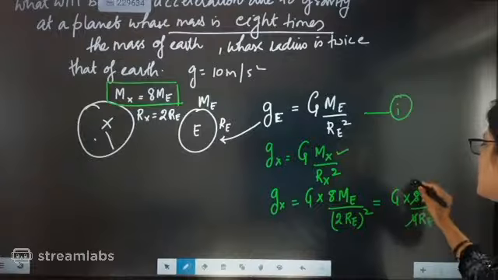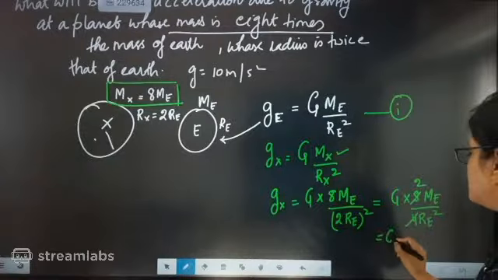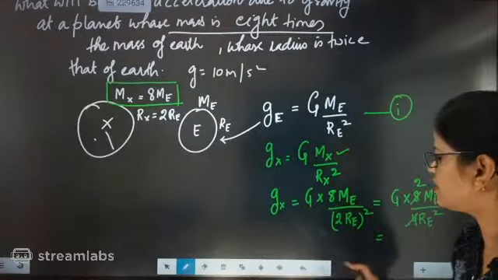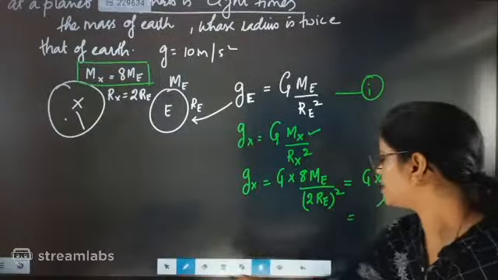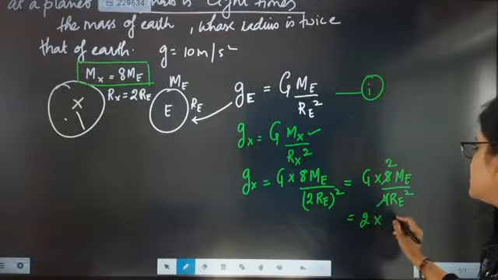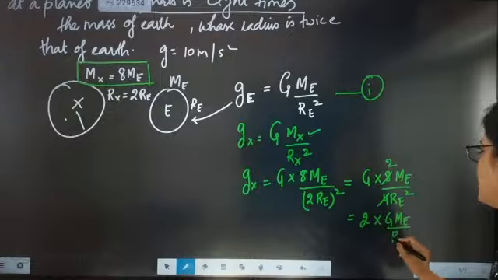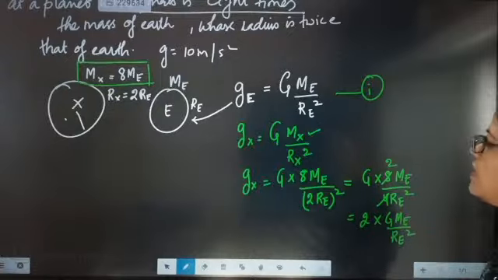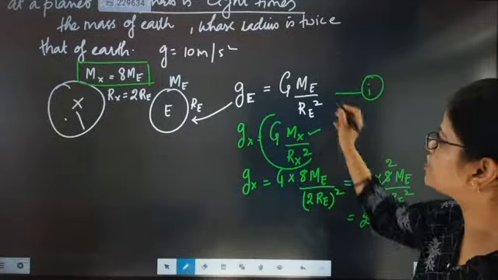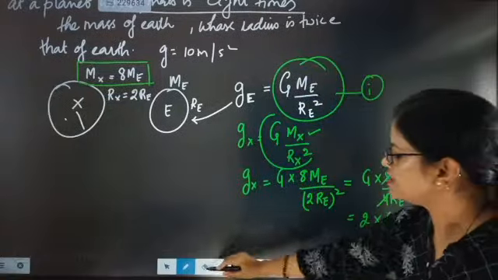So it is coming as 2. So the G 2 part I am just going to take here. Now it is coming as G Me by Re square, and G Me by Re square is exactly what?